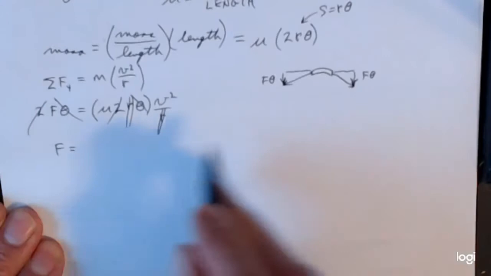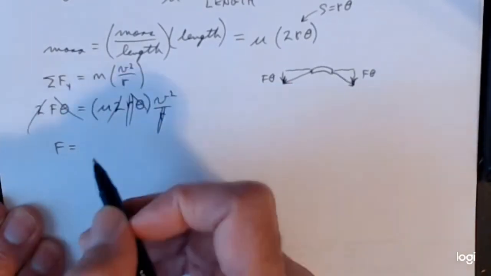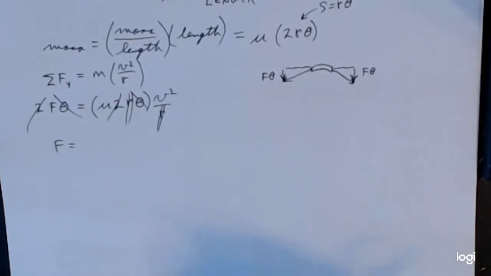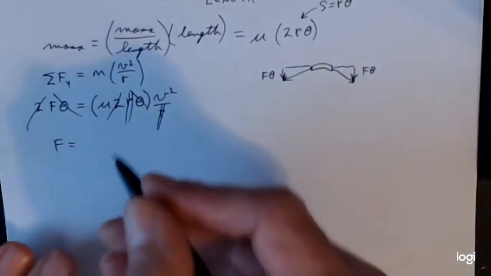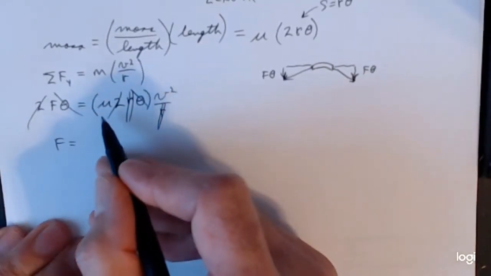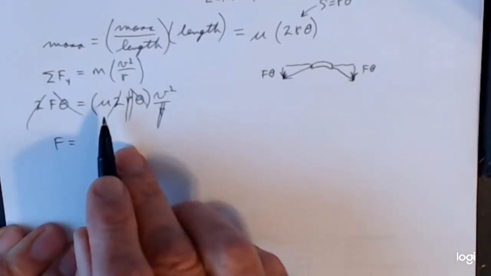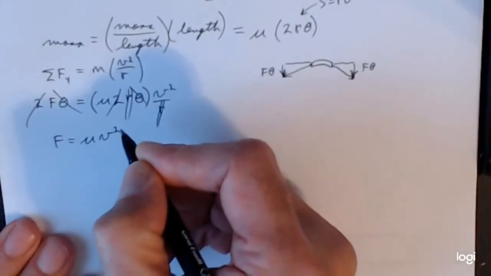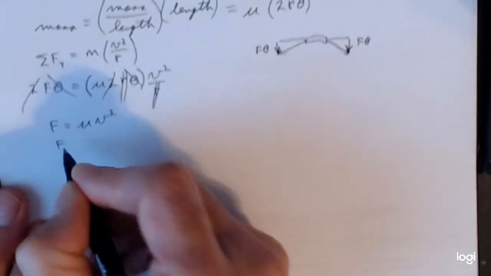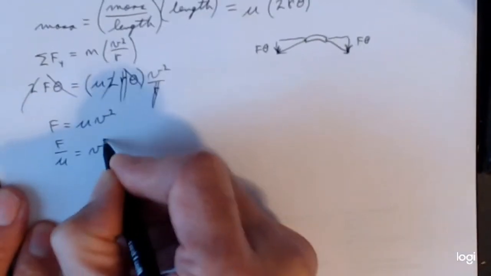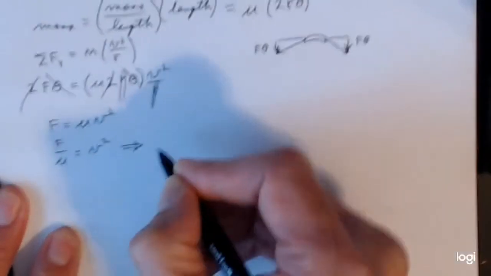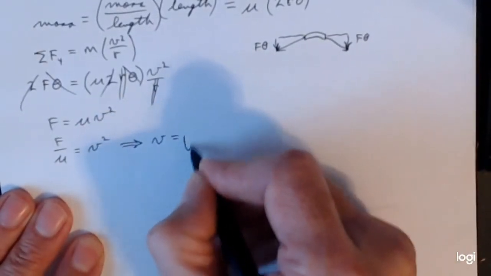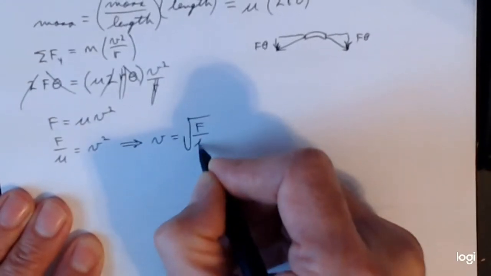F, once again, is the tension in the string. The tension in the string is basically the force that pulls the wave along it. The more force, the harder it pulls the wave, the faster it moves. That'll show up when I'm done here. But all that's left is mu times v squared. So therefore, F over mu equals v squared, which tells us that the speed of transverse waves on a string is equal to the square root of F over mu.